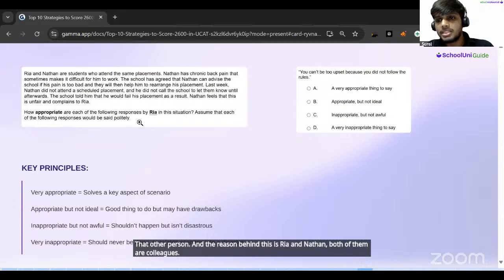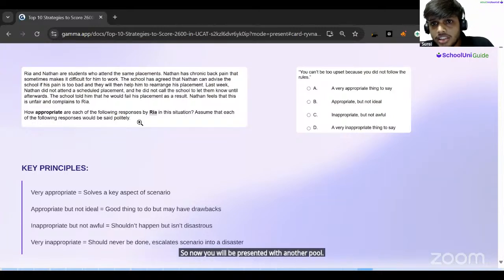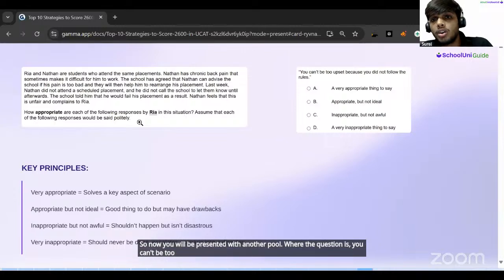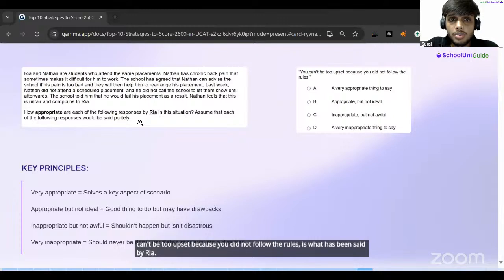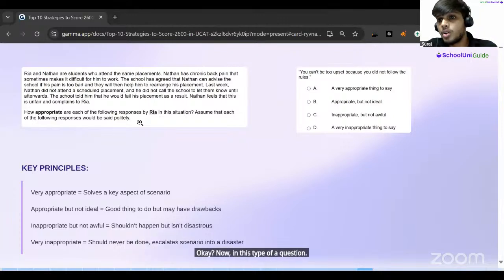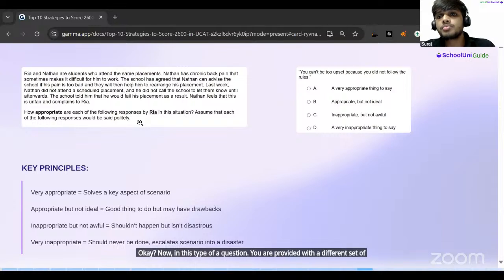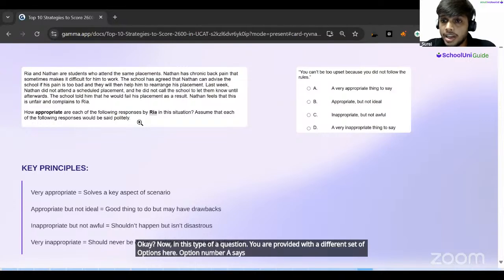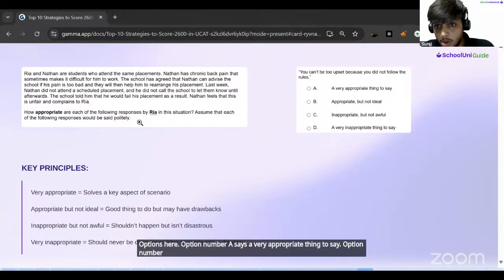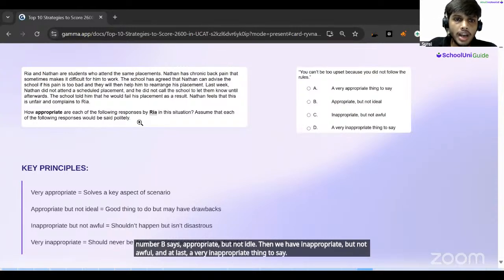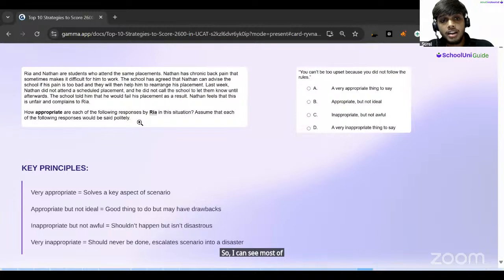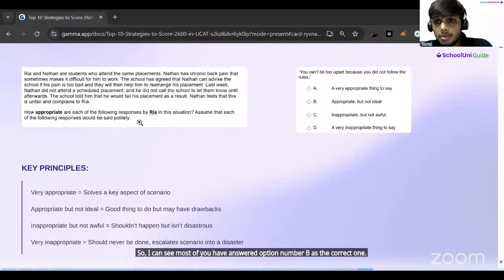So now you will be presented with another poll where the question is, you can't be too upset because you did not follow the rules, is what has been said by Ria. Okay, now in this type of a question, you are provided with a different set of options here. Option number A says a very appropriate thing to say. Option number B says appropriate but not ideal. Then we have inappropriate but not awful. And at last, a very inappropriate thing to say. So I can see most of you have answered option number B as the correct one, which is appropriate but not ideal.